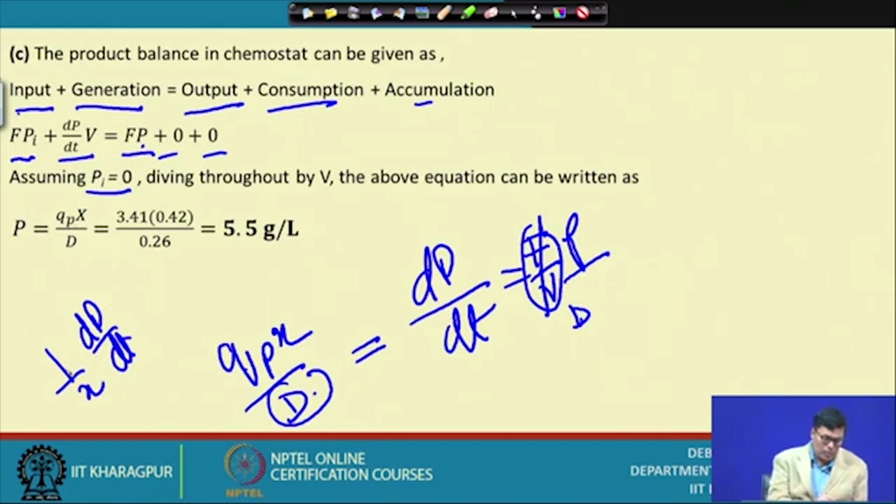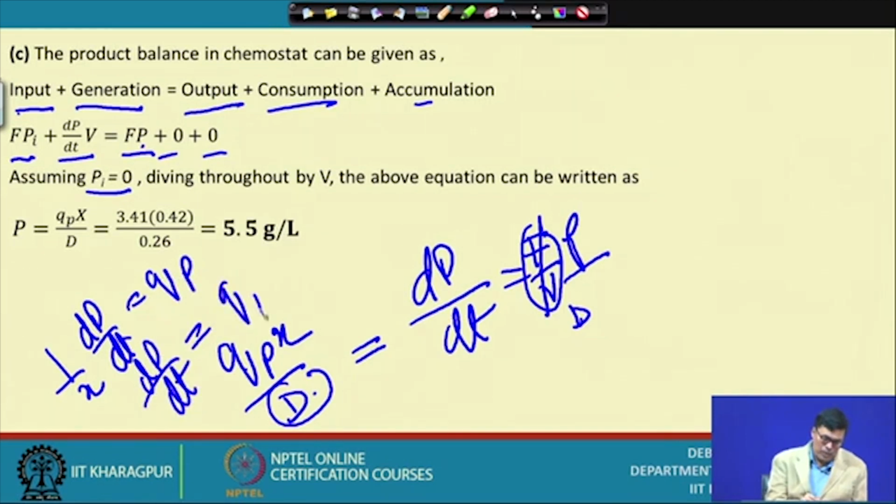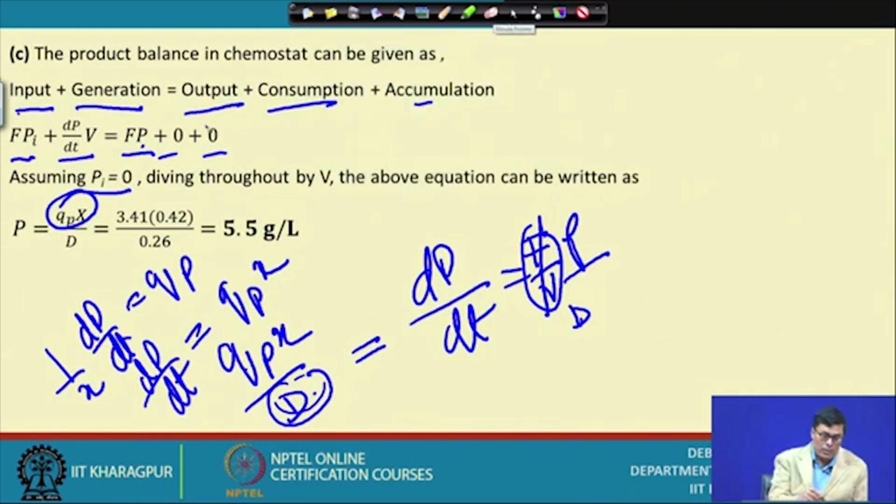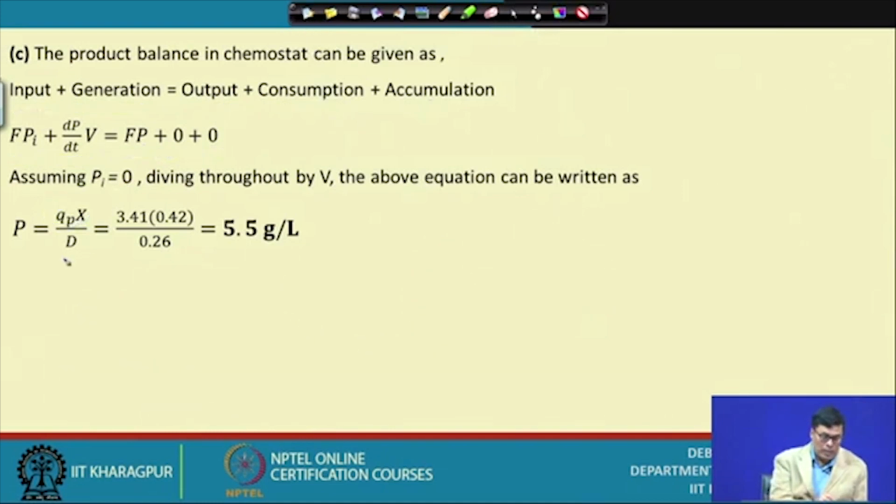If it is the Qp, then I can write dP by dt equal to Qp into x. So, that is what is written, and D will be coming from here, and then we can come across this equation. We can solve this and find out the product concentration. So, it is not very difficult.